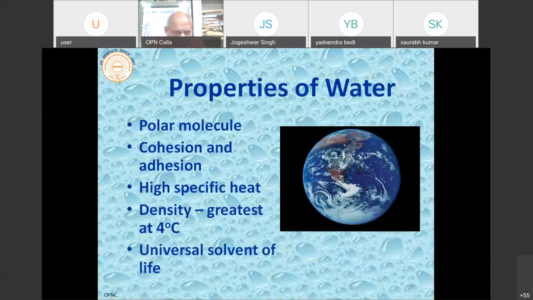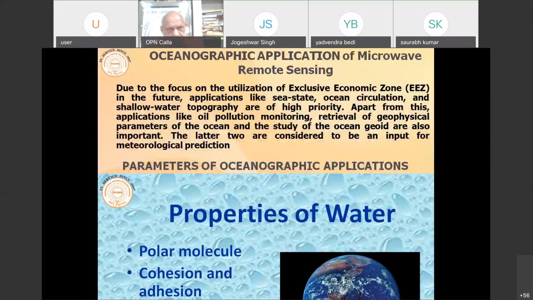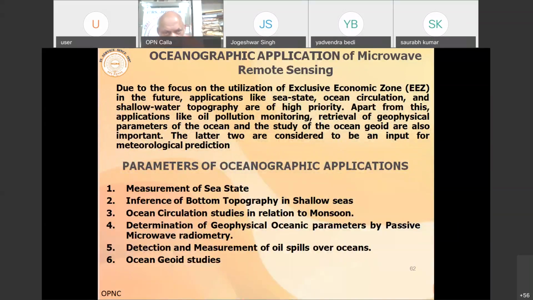Polar molecules, cohesion and adhesion, high specific heat, density greatest at 4 degrees centigrade, and a universal solvent. That is a group of water properties. Now, using microwave remote sensing for oceanographic applications, we are able to measure the following parameters. Measurement of sea state, which is the winds on the sea surface. Then inference of water topography in shallow seas, because to some extent we can penetrate. Then also circulation studies.